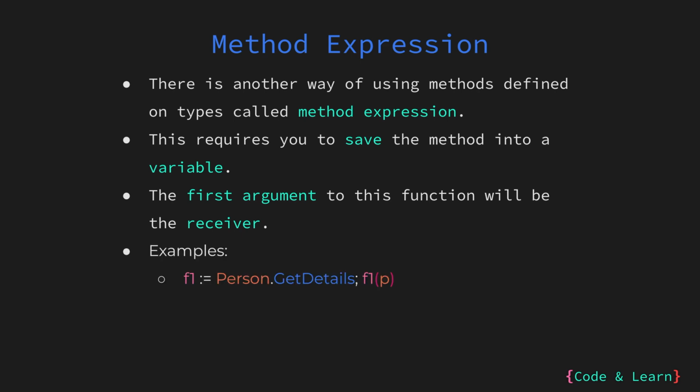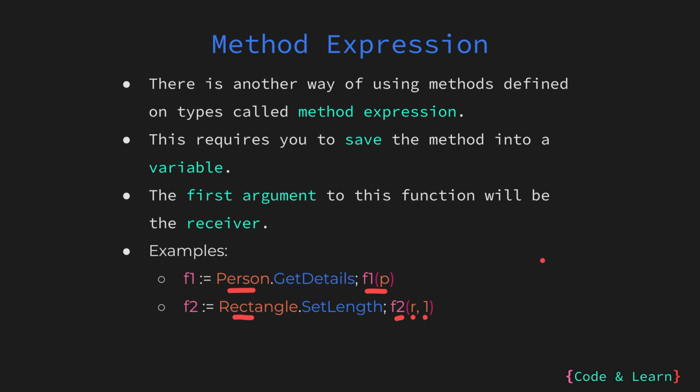Here are a few examples. In the first example, I am storing the getDetails method in f1. Please note that I am calling the method on the type itself and not on an instance of it. Then, when needed, I can call f1 and the first argument to this is the receiver, that is, an instance of a person. Similarly, here again f2 is rectangle.setLength, which is a method on the rectangle type. And when I want to use it, I use f2, which stores the method, and pass the first value, the receiver r, which is an instance of rectangle, and any value as the next argument.